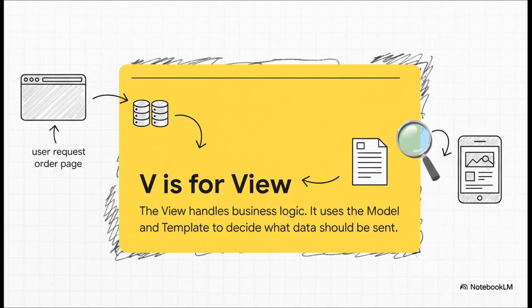V is for view. The view is the project manager, the traffic cop, the brain of the whole operation. It's the glue that holds the other 2 together. When you request a page, the view is what catches that request. It then turns to the model and says, hey, I need the order history for this specific user. Once the model hands back the data, the view passes it over to the template and says, okay, here's the information you need, fill in your blanks.